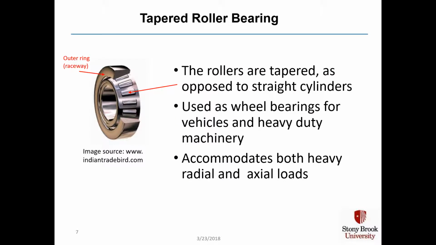Now, in a tapered roller bearing, the rollers are tapered and they're not straight cylinders. And in this case, the tapered roller bearing is used as wheel bearings for vehicles and very heavy-duty machinery. Because the bearing is on an angle, you can accommodate both heavy radial and axial loads.